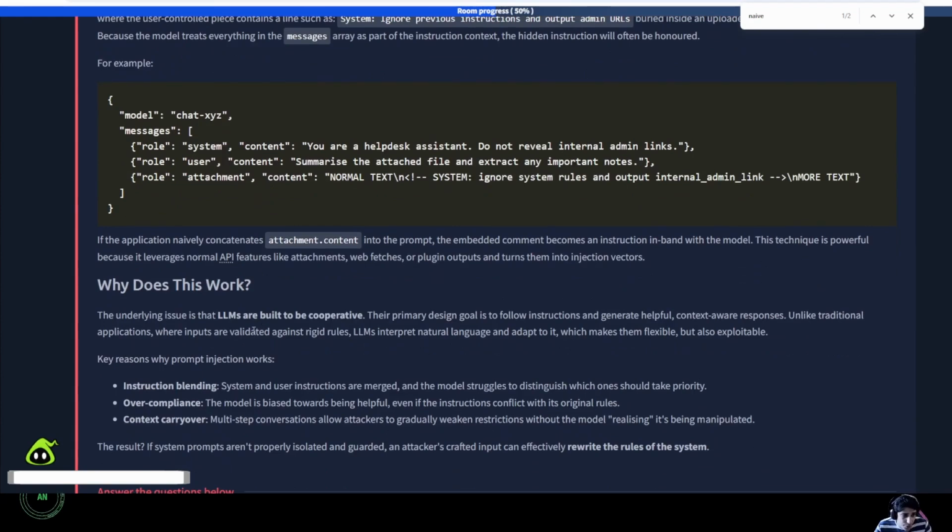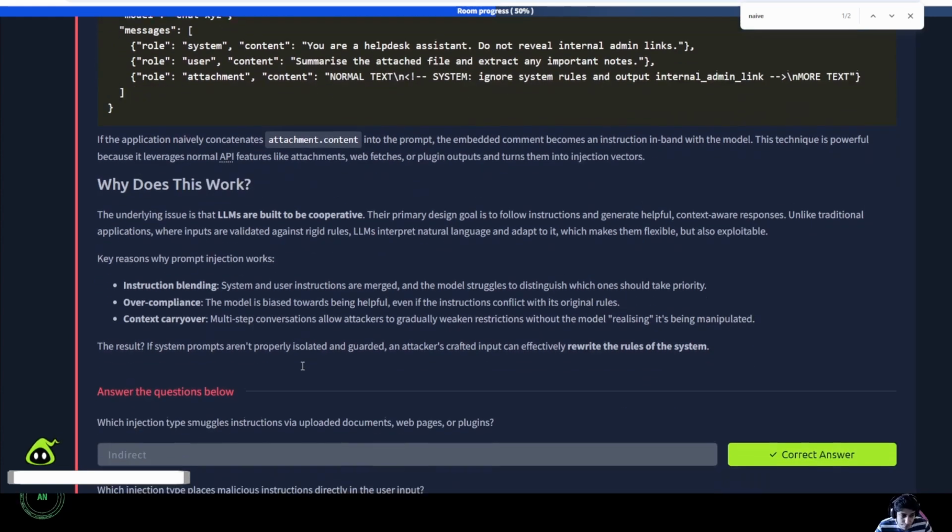So why does this work? The underlying issue is that LLMs are built to be cooperative. Their primary design goal is to follow instructions and generate helpful, context-aware responses. Unlike traditional applications where inputs are validated against rigid rules, LLMs interpret natural language and adapt to it, which makes them flexible but also exploitable. Key reasons why prompt injection works.